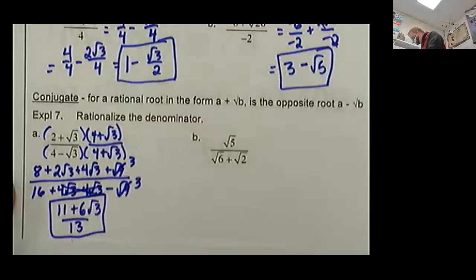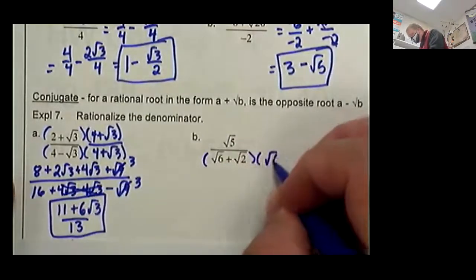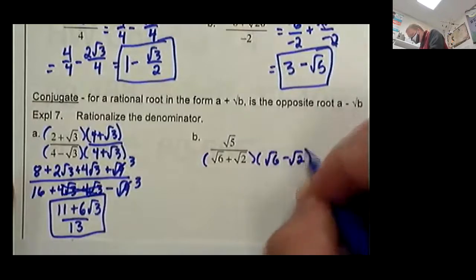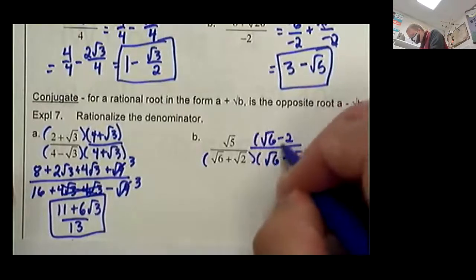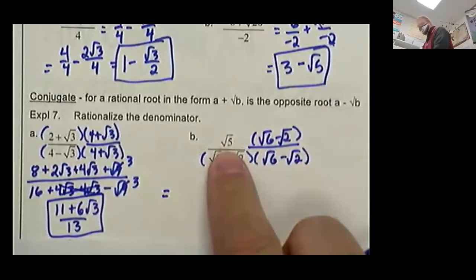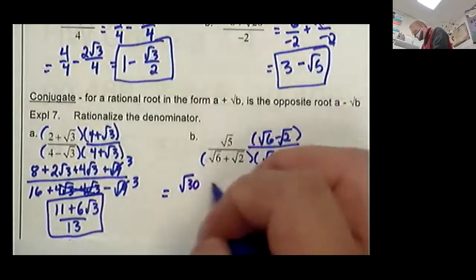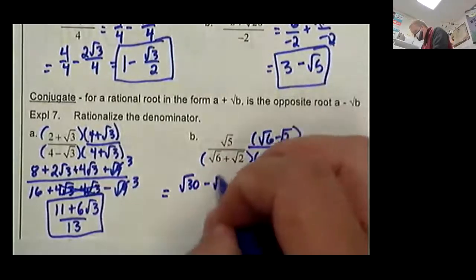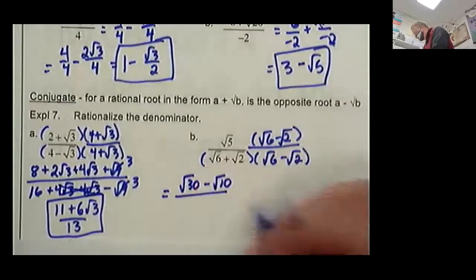We want to rationalize the denominator. To do that, we're going to multiply by the conjugate. Here the conjugate is root 6 minus root 2. If we multiply it to the bottom, we have to multiply it to the top. And so let's do that multiply. In the top, this is just distributive property. Root 5 times root 6 is root 30. Root 5 times root 2 is root 10. All over. Now we're going to FOIL.